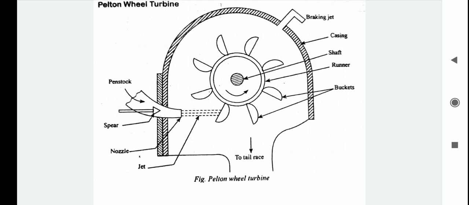The next one is volumetric efficiency. It is the ratio of the quantity of water actually striking the runner to the quantity of water supplied to the runner. So eta volumetric is equal to Q minus delta Q divided by Q, that is Q actual by Q theoretical. Delta Q is the amount of water that slips directly to the tail race, which is equal to the losses.